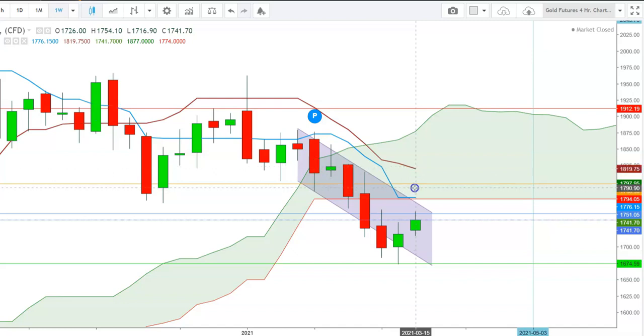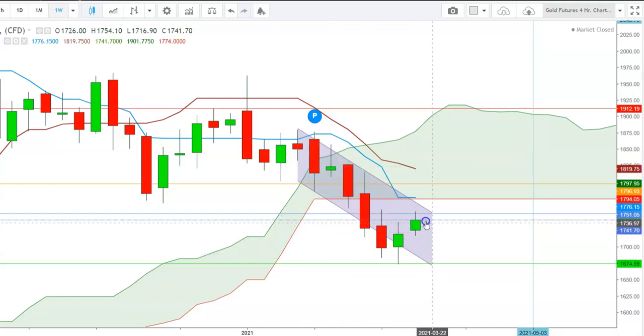of $1819. And on the lower side, once again the gold could find an immediate support at the levels of $1717, and the next support will be at the lower end of this downward channel, what you can see here in a weekly time frame.